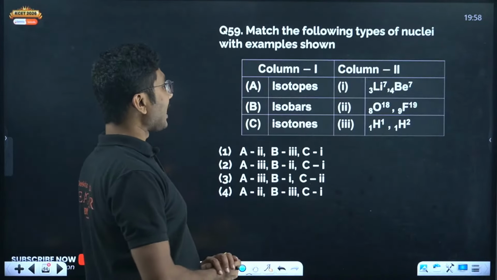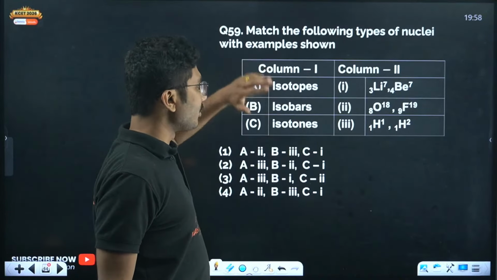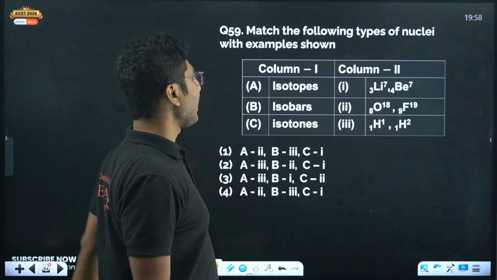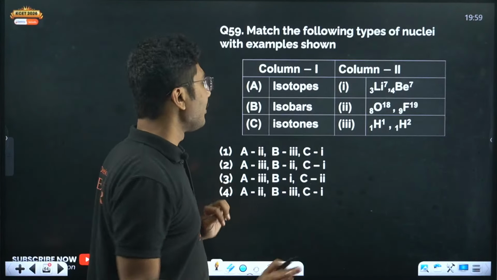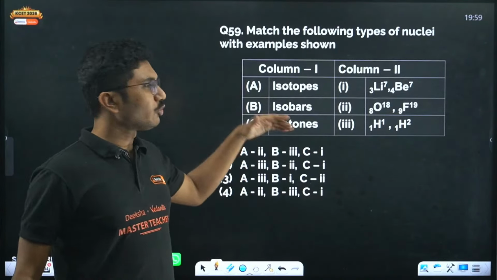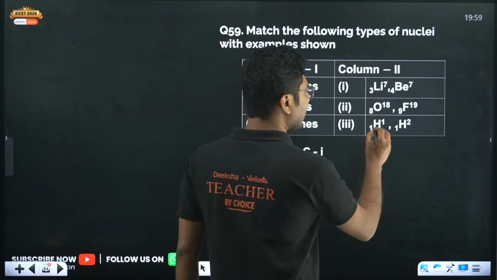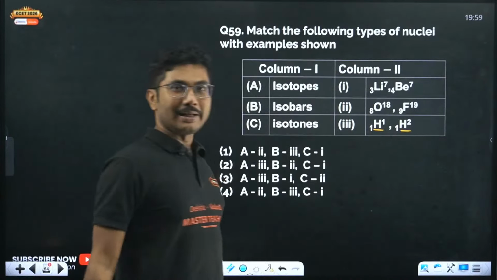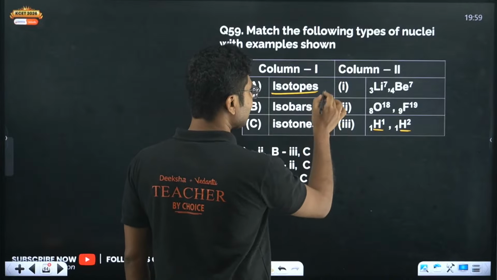Match the following types of nuclei with examples: isotopes, isobars, isotones. Isotopes means the symbol of the element will be the same. Very simple. I am explaining it as simply as possible. Isotope means the symbols of the element will remain the same. So hydrogen, same element, it must be isotopes. So A and 3 must be matching.